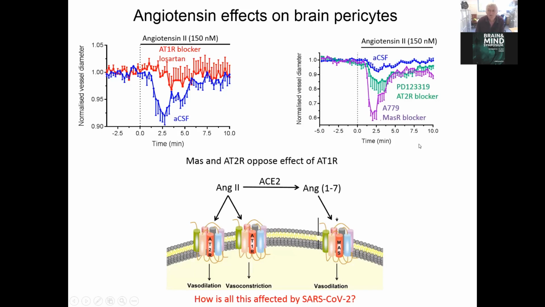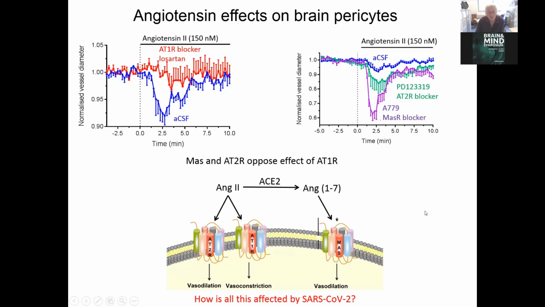If you, however, block either angiotensin 2 receptors or, more importantly, MAS receptors, you get a much bigger constriction produced. So this tells you that activation of MAS receptors is opposing the constriction produced by angiotensin 2. So how is all of this affected by the virus?